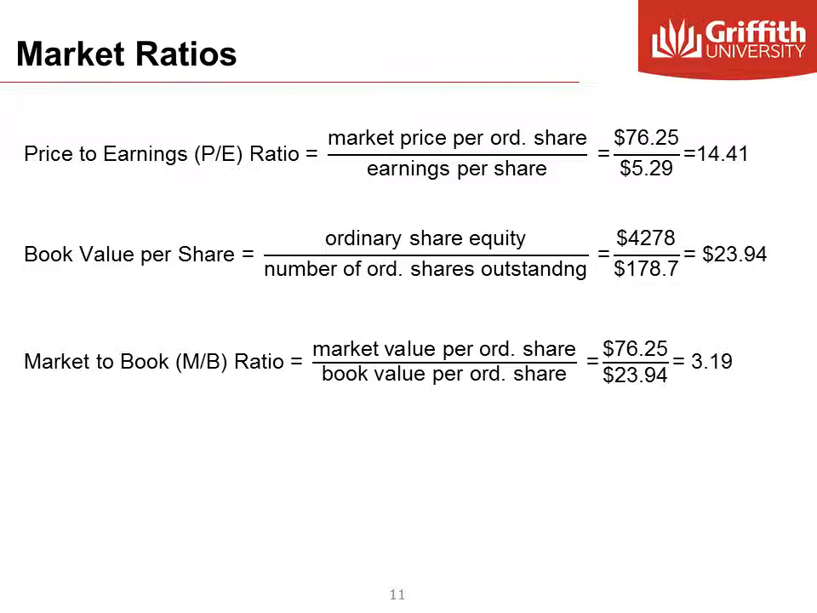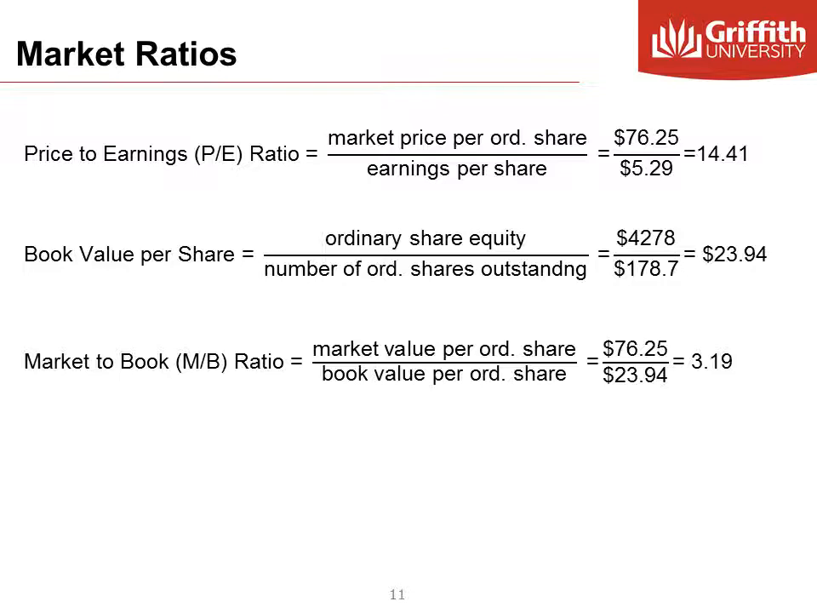The market-to-book ratio is another assessment of how investors view the performance of the company, as it relates the market value of a share with its book value. So first we calculate the book value per share, calculated as the total share equity divided by the number of shares outstanding. And we use that in calculating the market-to-book ratio. The ratio tells us that for every dollar in book value, the investors are willing to pay $3.19. They are willing to pay more than the book value for the company's shares.